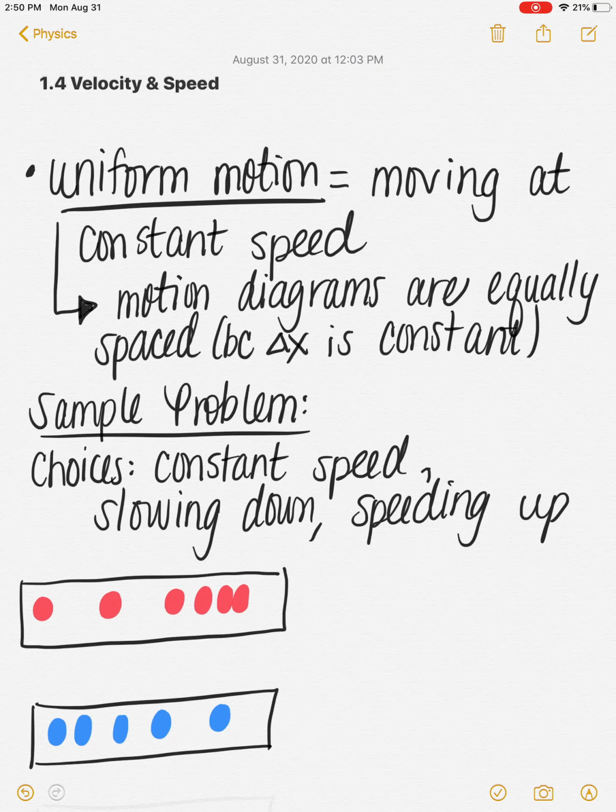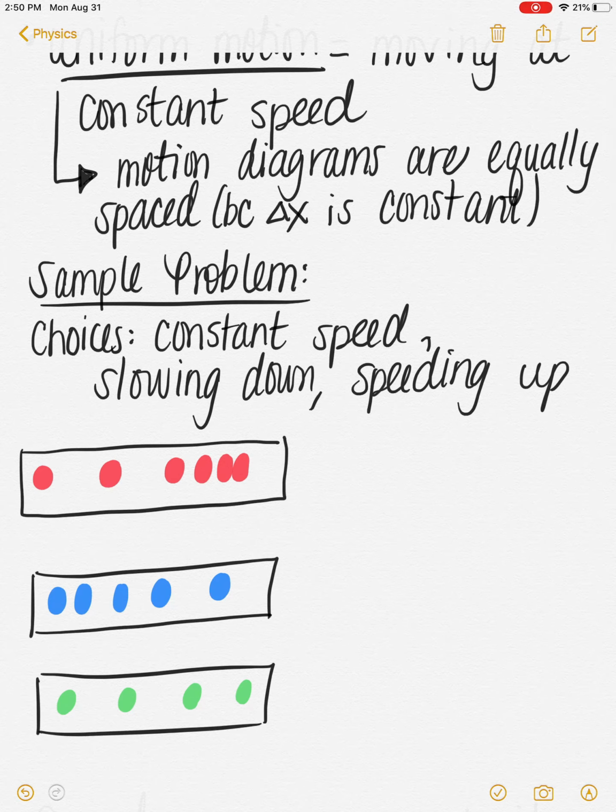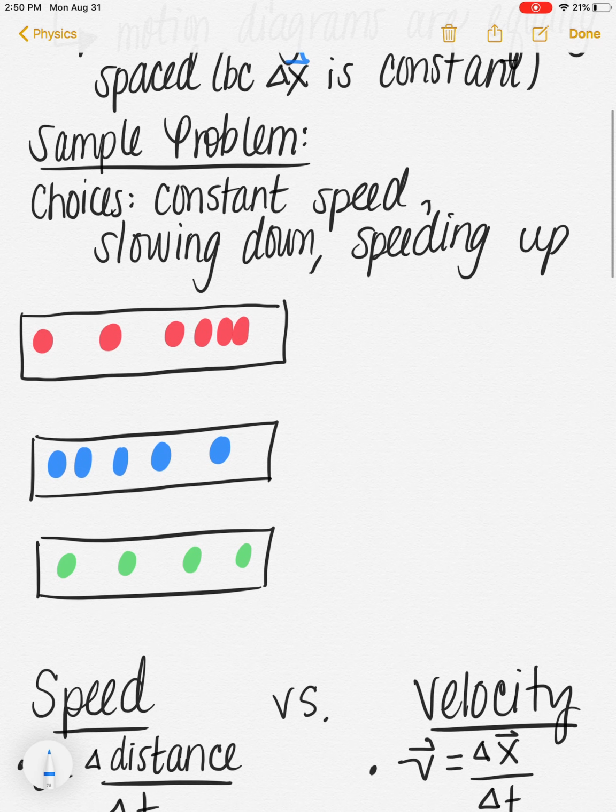Hello everybody. Today we are going to be discussing section 1.4, velocity and speed. We need to begin by defining the term uniform motion. Uniform motion is anything that's moving at a constant speed. So motion diagrams or graphs of the moving object are going to be equally spaced because the displacement, I should put a little vector here, is constant.